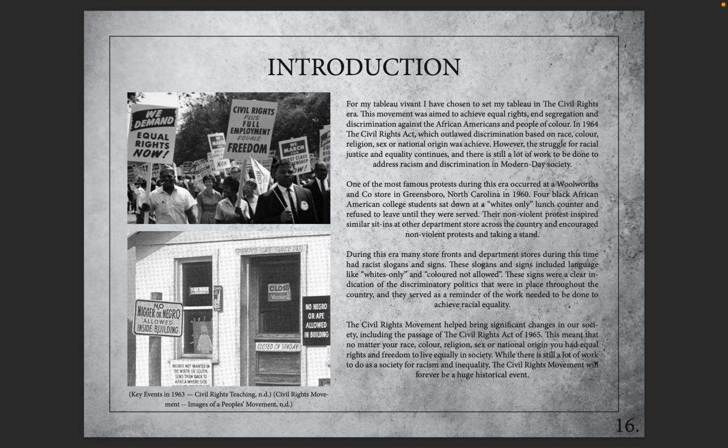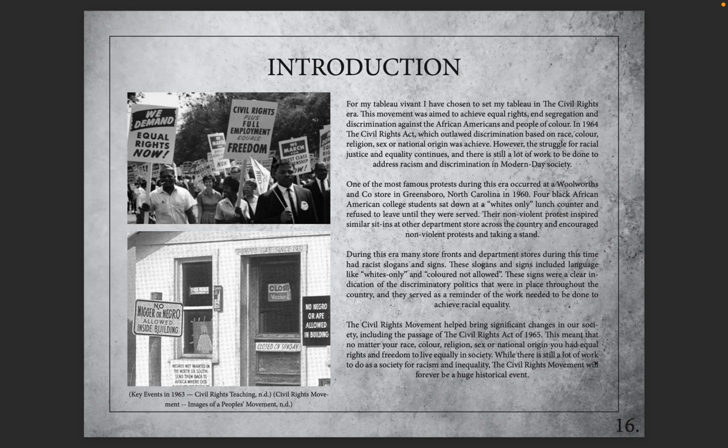One of the most famous protests during this era occurred at a Woolworths & Co. store in Greensboro, North Carolina in 1960. Four Black African American college students sat down at a whites-only lunch counter and refused to leave until they were served. Their non-violent protests inspired similar sit-ins at other department stores across the country and encouraged non-violent protests and taking a stand.